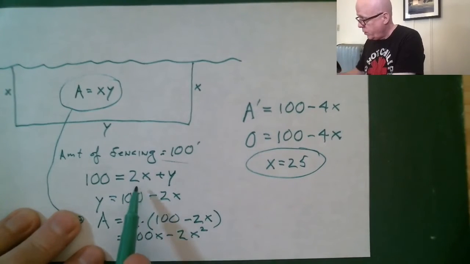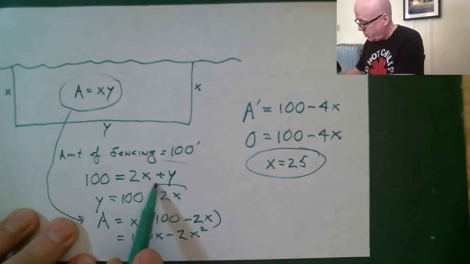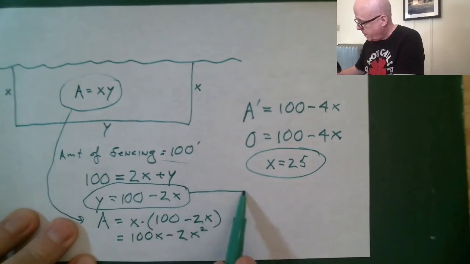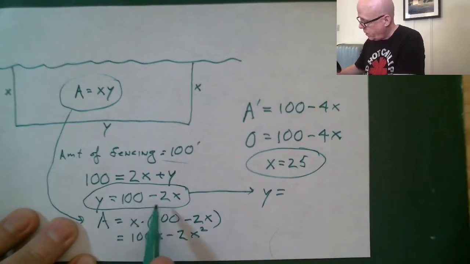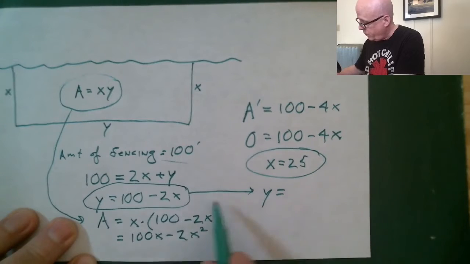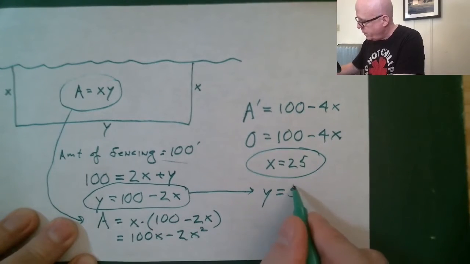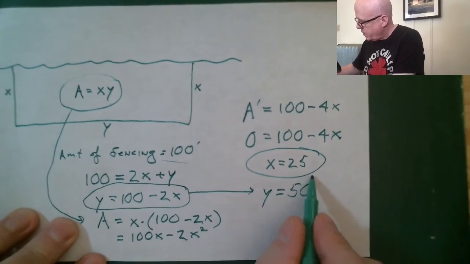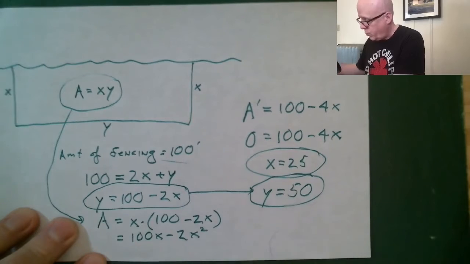You can go back to your constraining condition. In fact, go back to this version of it, which was solved for y, and let that tell you what y is going to be. 100 minus 2 times x. x is 25. That makes that a 50 here. So y is 50. Does that make sense? Those two x's and a y get you a total of 100.